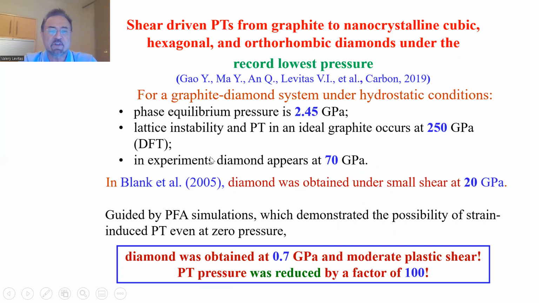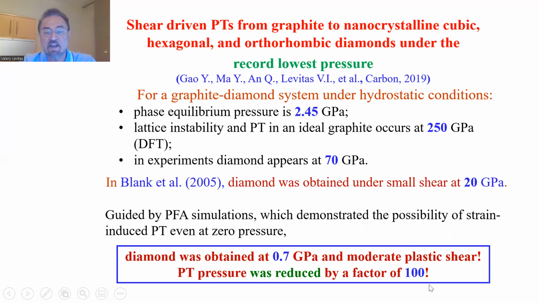And the last example, graphite to diamond. Under hydrostatic condition, phase equilibrium pressure is 2.5 GPa. Phase transition in ideal crystal occurs at 250 GPa, and in experiments it's 70 GPa. And our phase field simulation predicted that actually this phase transition can be obtained at a very small pressure, and guided by these simulations, experiments were performed at very low pressure, and indeed diamond was obtained at 0.7 GPa, which is 100 times lower than under hydrostatic conditions.